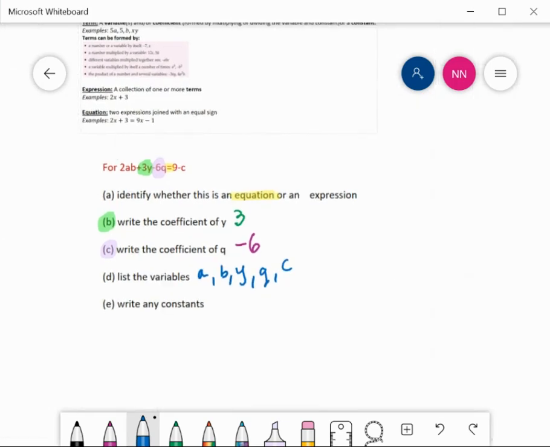And the last one, write any constants. Constants are just any numbers by themselves, okay? So in 2AB, there's a number 2 in front of A and B, but remember 2 in 2AB is not by itself. It is with A and B, which means that 2 has been multiplied by A and multiplied by B. So therefore, we can't say that 2 is a constant. The only constants are the numbers by themselves. So the only number we have by itself is number 9.